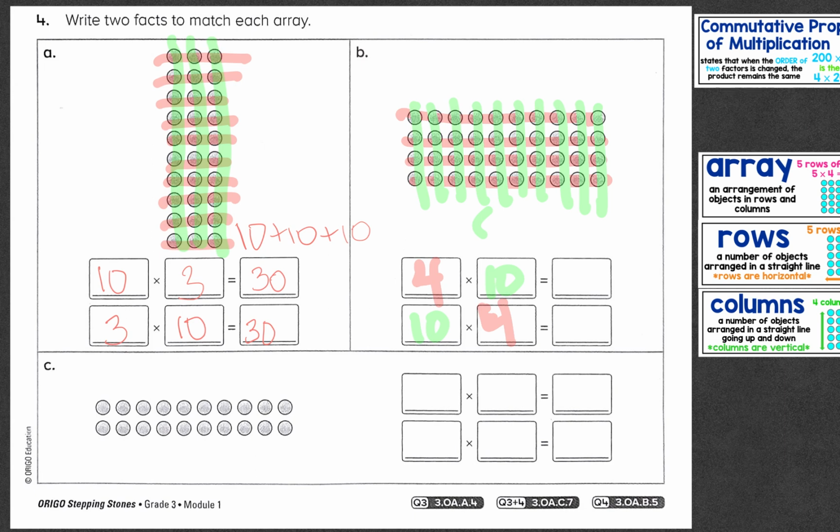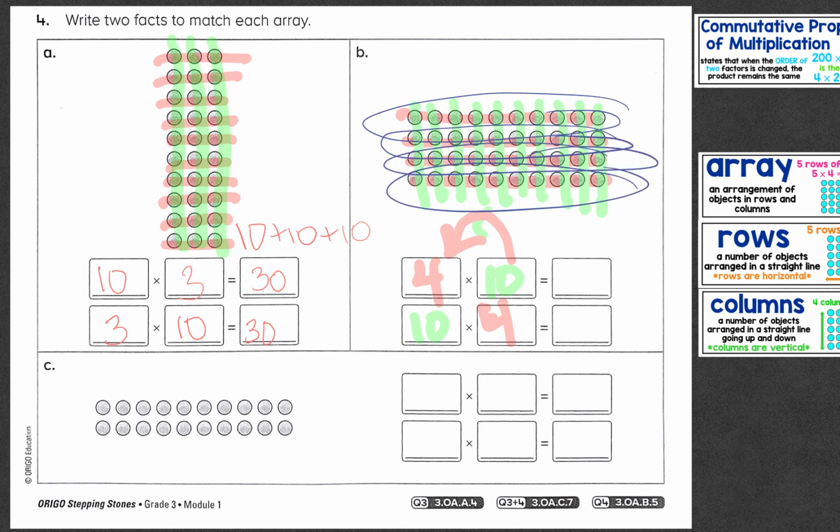So if I count by 10s, I know that I need to count by 10 4 times. So 10, 20, 30, 40. And I see that represented in these rows as well. So here's my first 10, 20, 30, 40. So my product is going to be 40 for 4 times 10.